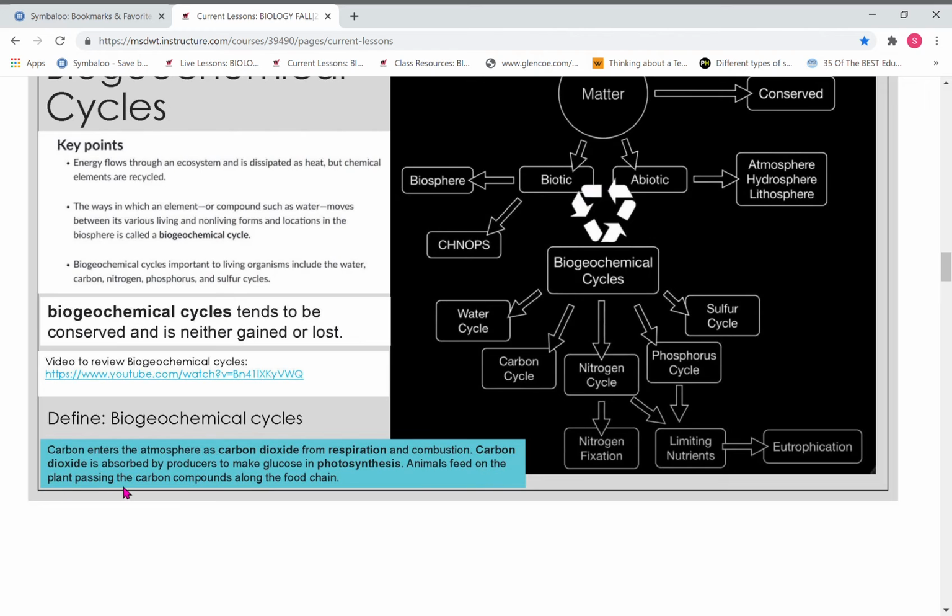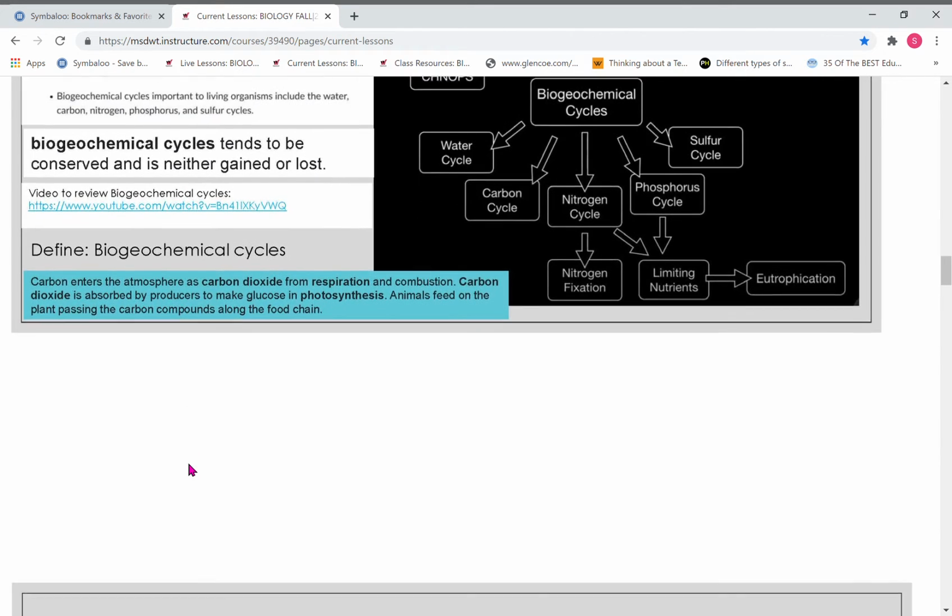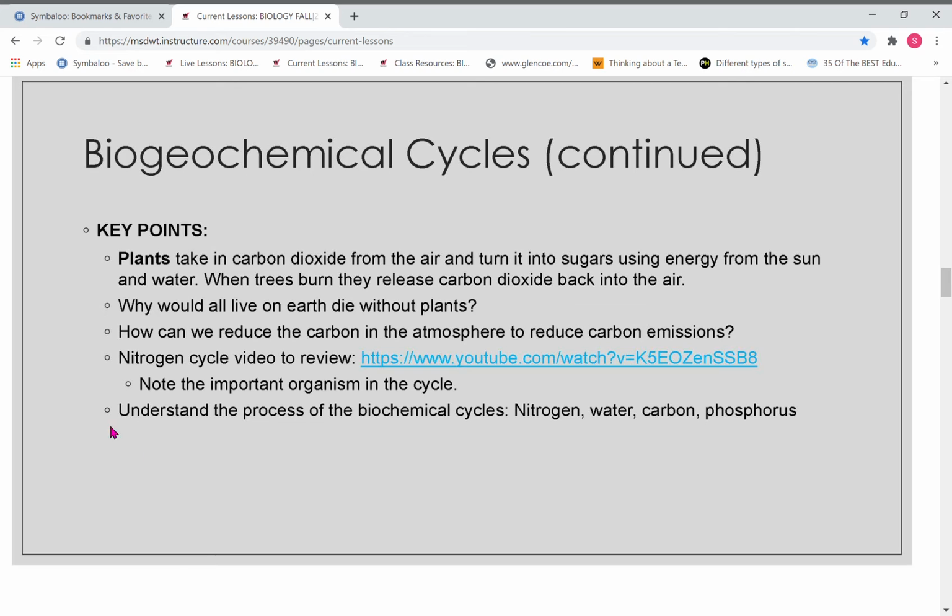Animals feed on the plants, passing the carbon compounds along the food chain. So as we eat, whatever is in the plant at the time it's eaten is passed on up the food chain, just like the energy is. Here are some more key points to know. Plants take in carbon dioxide from the air and turn it into sugar using energy from the sun and water. We've talked about photosynthesis. Here's the other part. When you burn trees or shrubs or plants of any kind, they release whatever carbon dioxide is inside them at the time back into the air.